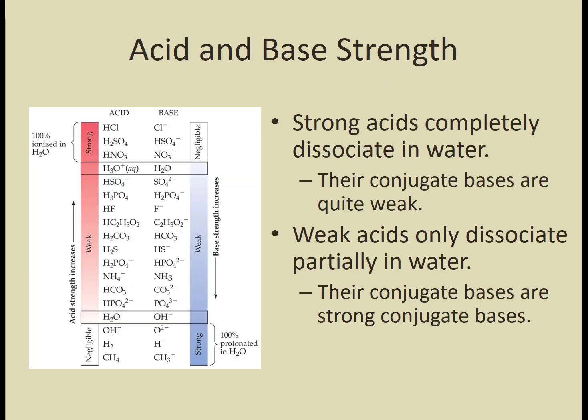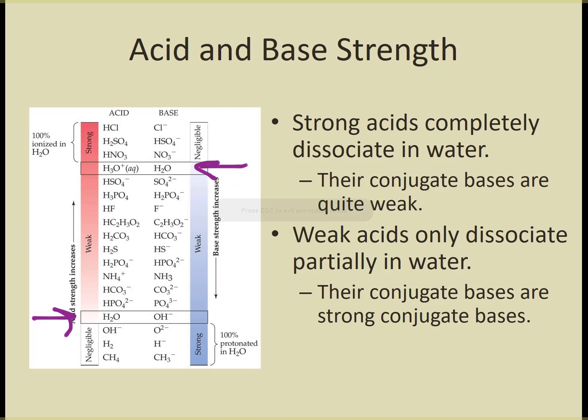Acid and base strength. So strong acids completely dissociate in water, and so therefore their conjugate bases are quite weak. Weak acids only dissociate partially in water. Therefore, they're weak acids. They will have stronger conjugate bases. And in your book, they have this little picture that depicts water and the hydronium, and then I have water and the hydroxide. And so they just rank it.